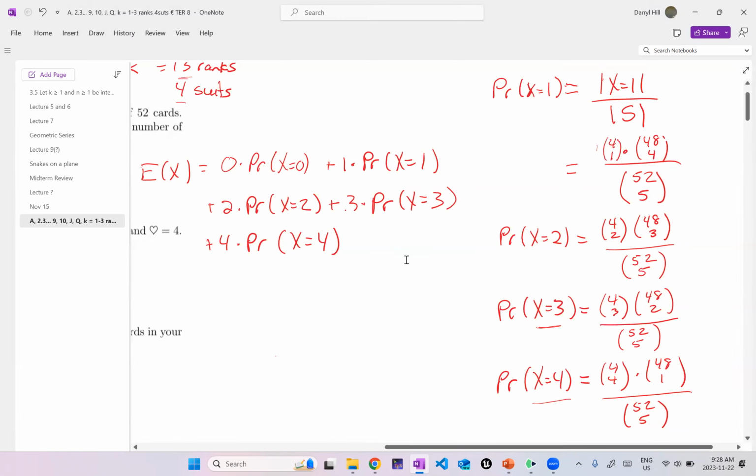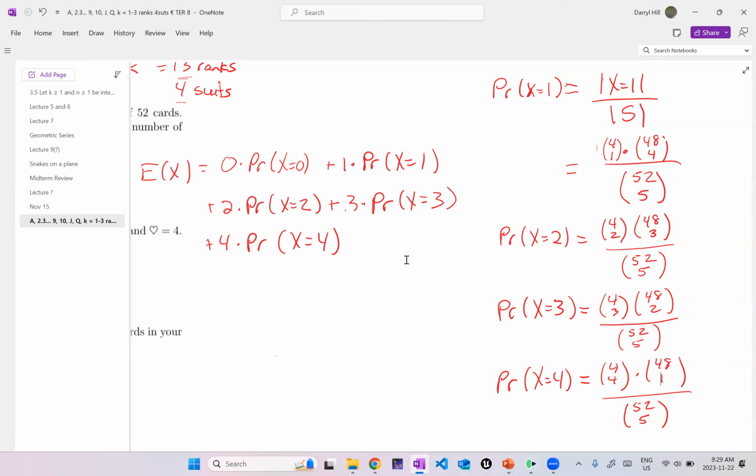I'm going to keep them in their binomial coefficient form, even though I could simplify some of these, right? This is just 1 times 48, which is 48. That's pretty easy to see, hopefully. But I'm going to keep it in this form because I'm not going to compute this. It's ridiculous. I'm going to plug it into Wolfram Alpha and see what we get. Okay, so these are all of the individual probabilities, and they do kind of follow a pattern.